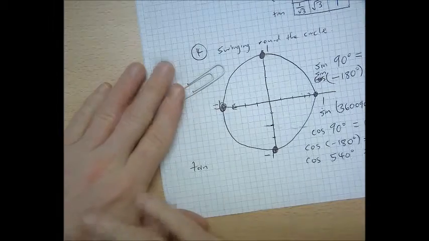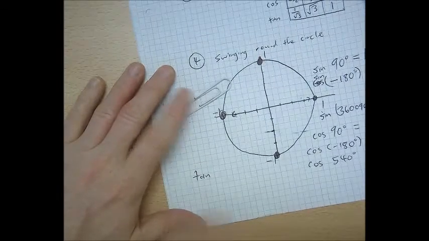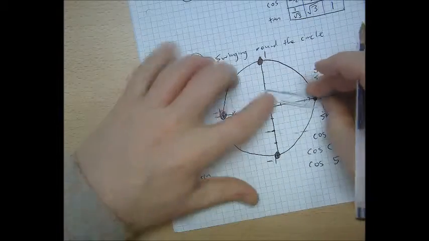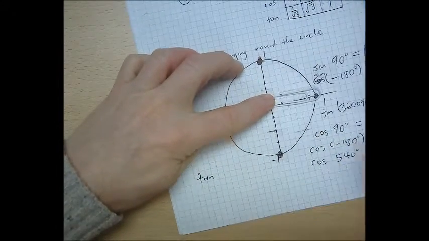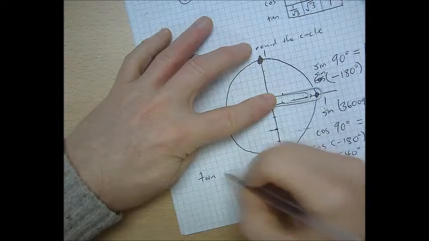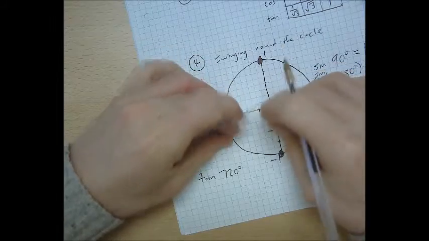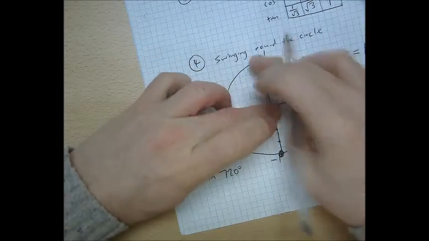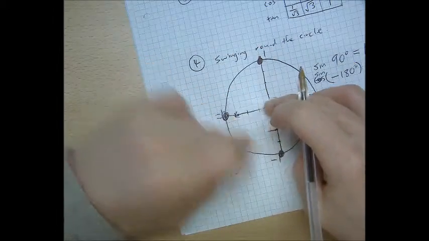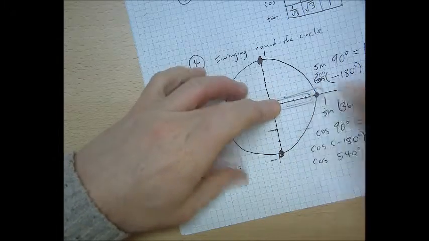If you get asked a tan question, you need to do two things. But what you do initially is exactly the same thing. So if I say what's tan of 720, you go 90, 180, 270, 360, 450, 540, 630, 720. So there's your fat dot.